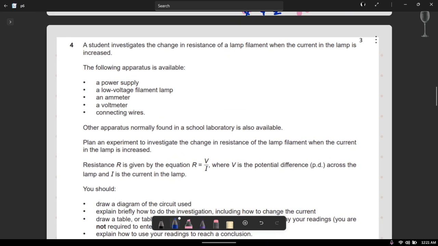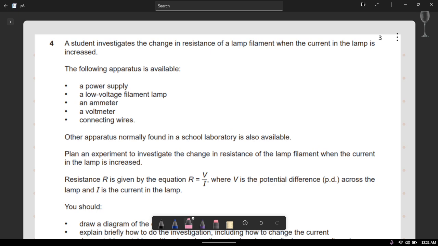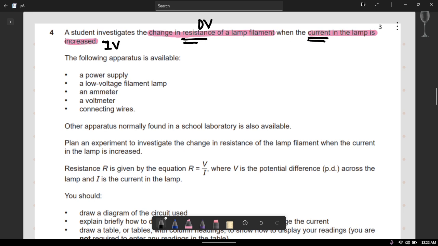Okay, so let's start. A student investigates the change in resistance of a lamp filament when the current in the lamp is increased. Now first of all what you have to do is identify what you're changing and identify what you're measuring. So over here, we are looking at the change in resistance of a filament lamp when the current in the lamp is increased. This shows me that my current is my independent variable and the resistance is my dependent variable. Because when I change the current, that is when my resistance of the filament lamp will also change, right?